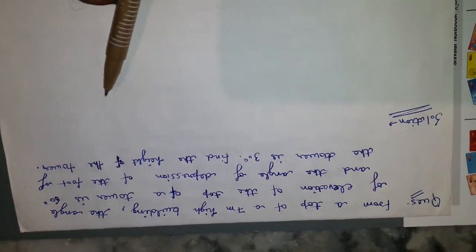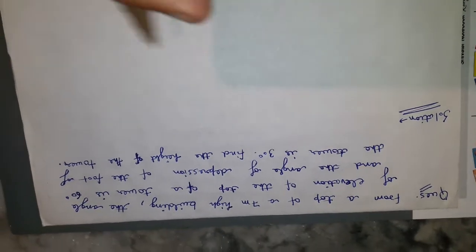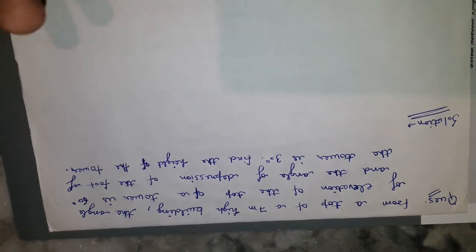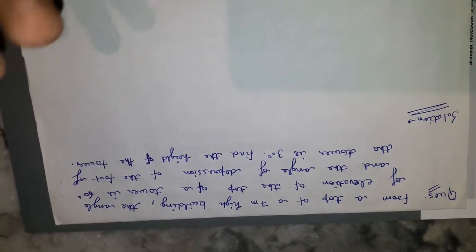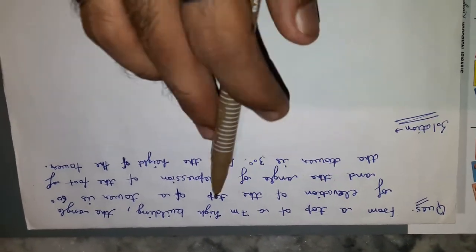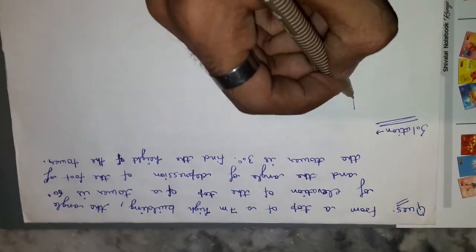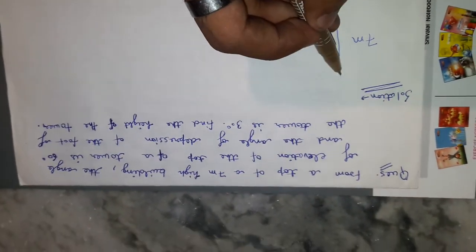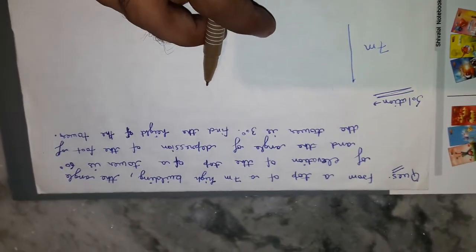So first of all, you have to draw the diagram according to the question. After that, you can find whatever the question is asking. Here it is given: from the top of a 7-meter high building. So suppose this is a 7-meter high building. From the top of that, what is the angle of elevation?